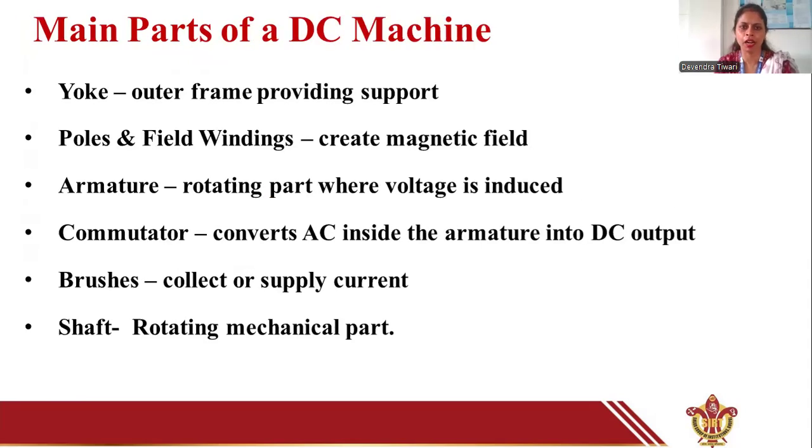So these are the main parts, as we previously discussed: the yoke, or outer frame, to provide support and strength; the pole and field winding, which create the magnetic field; and the armature, the rotating part. According to Faraday's law, whenever a conductor cuts magnetic flux, EMF is induced, and by the armature we can create EMF. And this is known as the commutator. The commutator is used to convert AC into DC output. Brushes are generally used as current collectors, and this is the shaft, providing mechanical support and the rotating part.